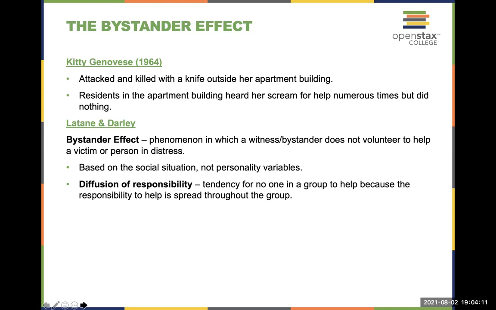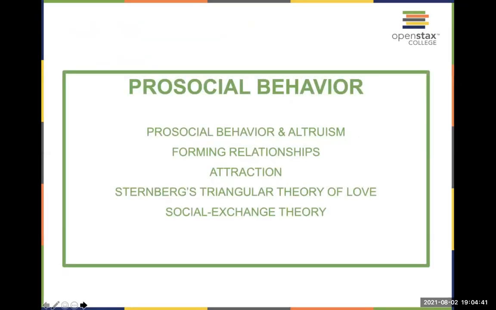And what happened to her was she was actually attacked and killed with a knife outside of her apartment building. And people heard it. They heard her scream for help, and no one did anything. And she ended up dying. So this is an example of the bystander effect. And I'm sure you've read her story or stories in the text. All right. Any questions so far?